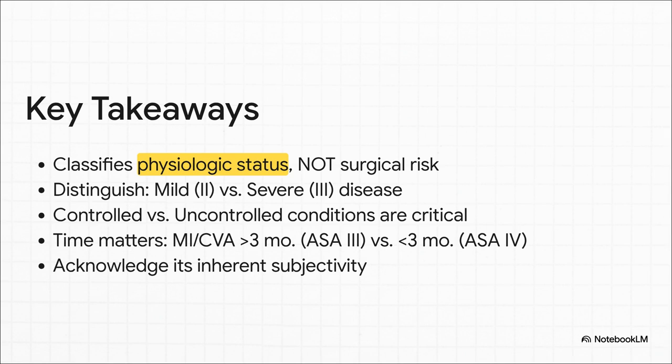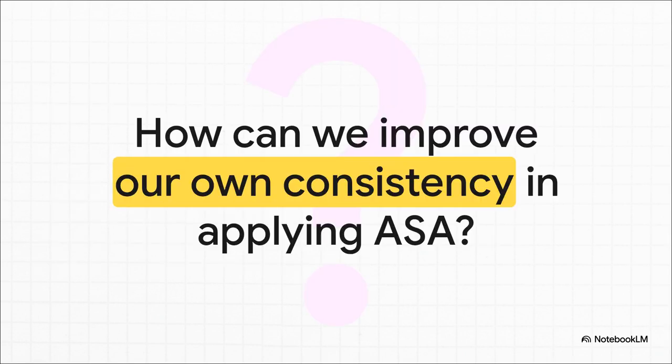Fourth, you just have to memorize this time cutoff. An MI or CVA over 3 months ago is a 3. Less than 3 months, it's a 4. And finally, just remember that in the real world, there's always going to be a little bit of wiggle room and subjectivity. So I want to leave you with a question to think about as you go about your day.